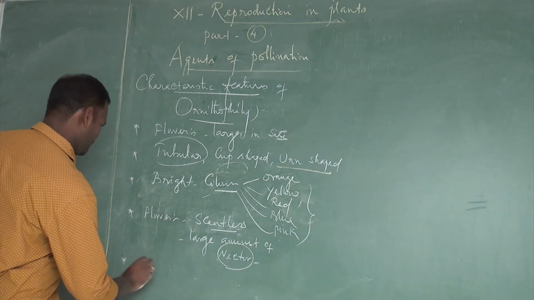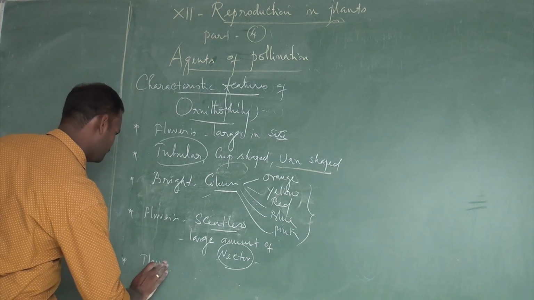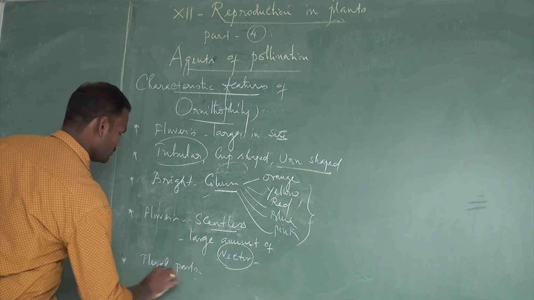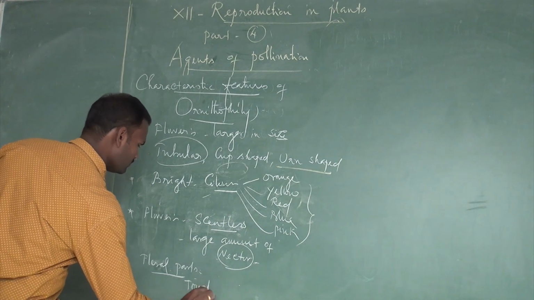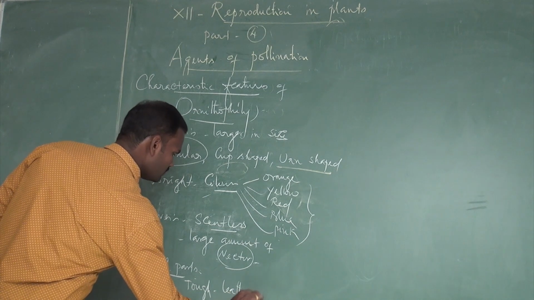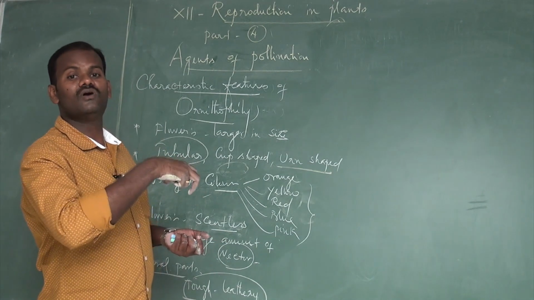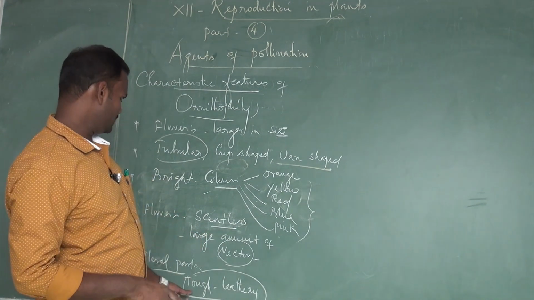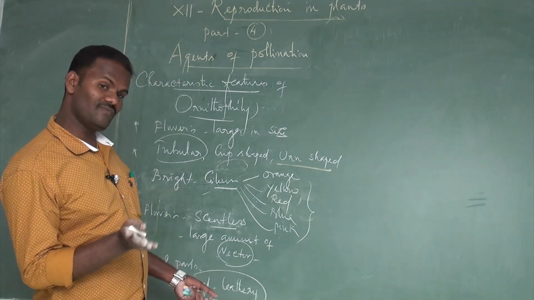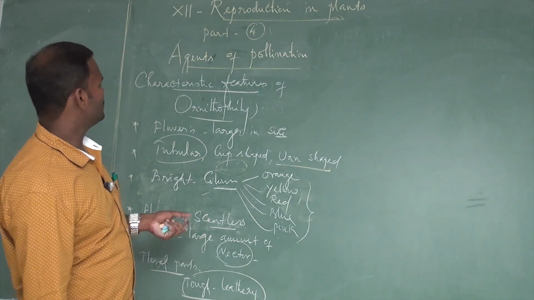Next, the floral parts are tough and leathery, to withstand the long perching of birds on the floral parts. That is why the floral parts become tough and strong. They are flexible and leathery in structure. So these are the characteristic features of ornithophily.